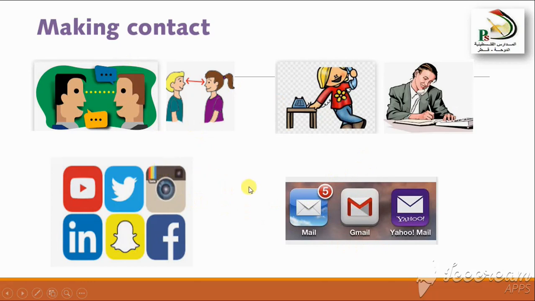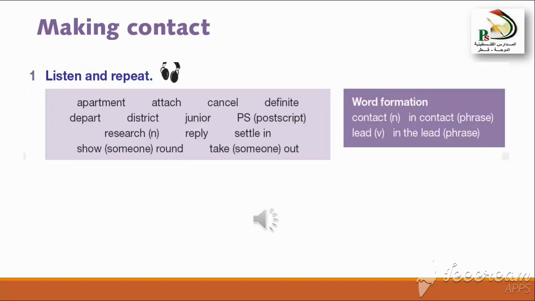Why? Because we are social people. We cannot live alone. Love and care make us stay together. So in this unit, we will learn about how a person can be in contact, being so far from each other. Let's begin with the new words listening.